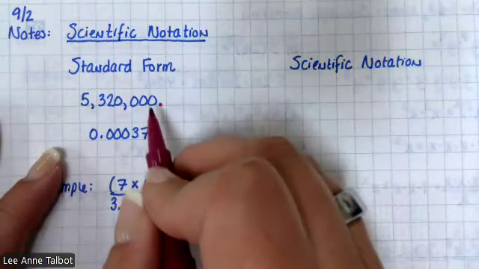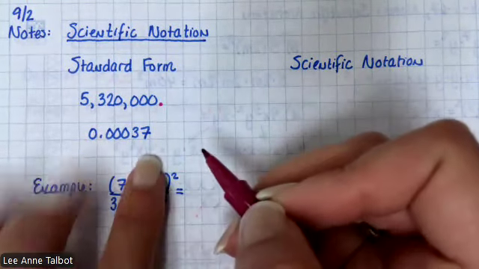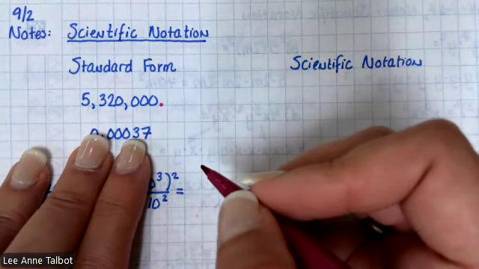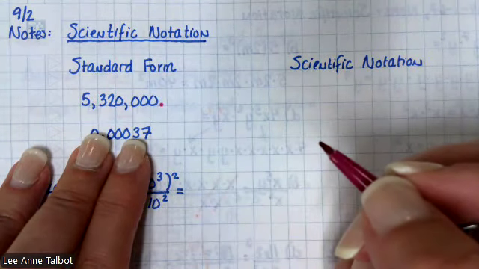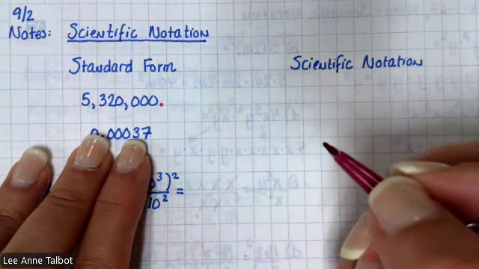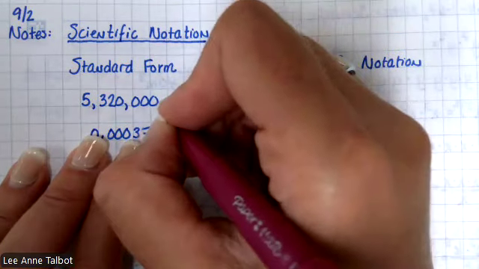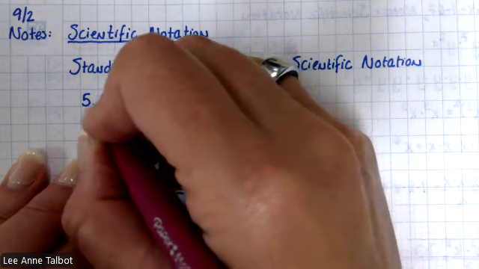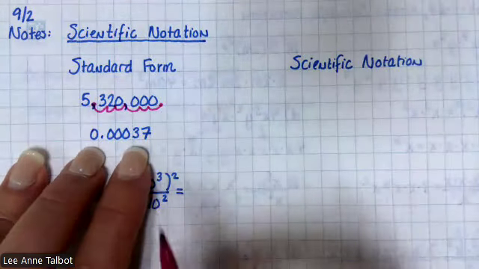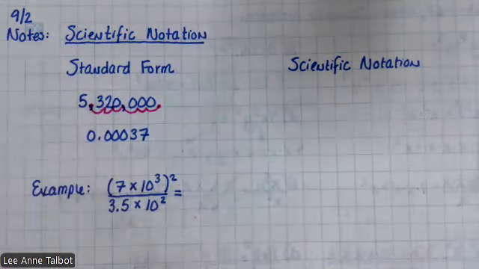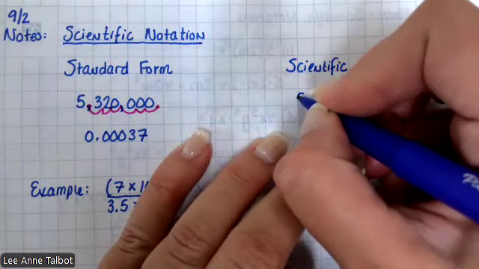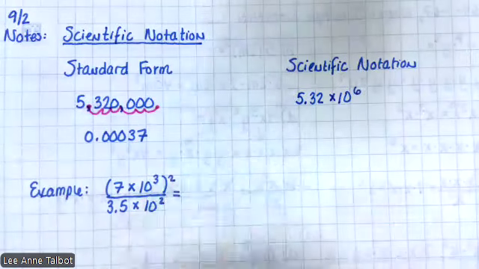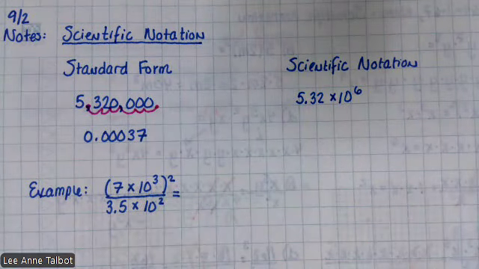I want you guys to put your decimal here. And then we have to figure out how many spots to move the decimal. And scientific notation needs to be between 1 and 9.9 repeating. So we're going to move it 1, 2, 3, 4, 5, 6 spots. So scientific notation is 5.32 times 10 to the 6 because I moved it 6 spots over.